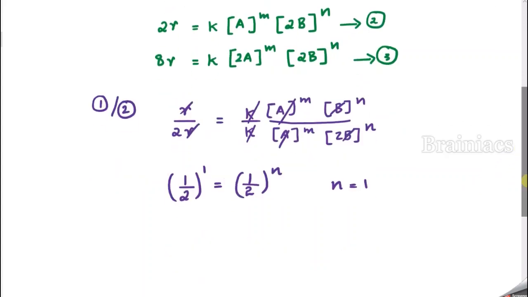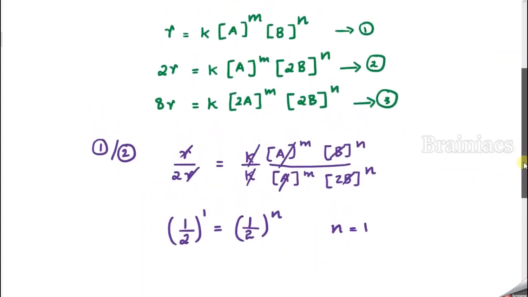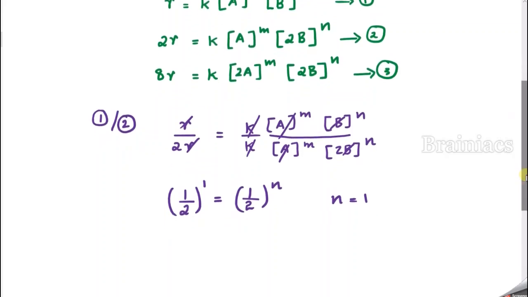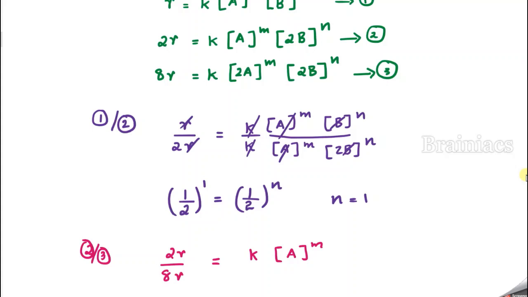To get A, I may say we can compare equation 2 and 3. So divide equation 2 by 3, equation 2 divided by equation 3. If you do that, it will become 2R divided by 8R, correct, equal to K, this is A^M, and this is (2B)^N. And if you are dividing, this will become K, and this will become (2A)^M, and this will become (2B)^N.